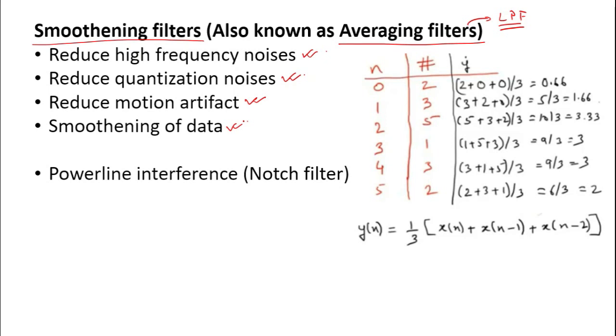When you talk about high frequency noises, what are they? Suppose you are acquiring ECG data. ECG usually has a bandwidth in the range of 0.5 hertz to 100 hertz or 120 hertz, whatever you talk about.